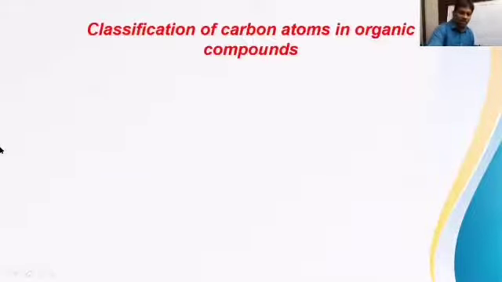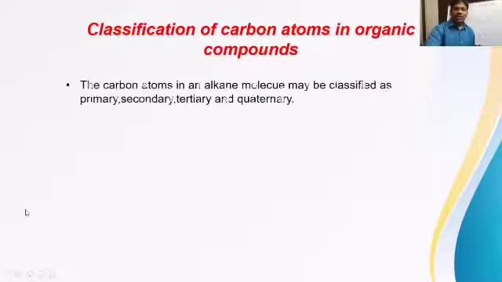So like this, we can classify different types of carbons and hydrogens. How can we classify carbons? Different types of carbons we can classify as primary carbons, secondary carbons, tertiary carbons, and quaternary carbons. And hydrogens, how can we classify? Hydrogens are of different types: primary hydrogens, secondary hydrogens, tertiary hydrogens.